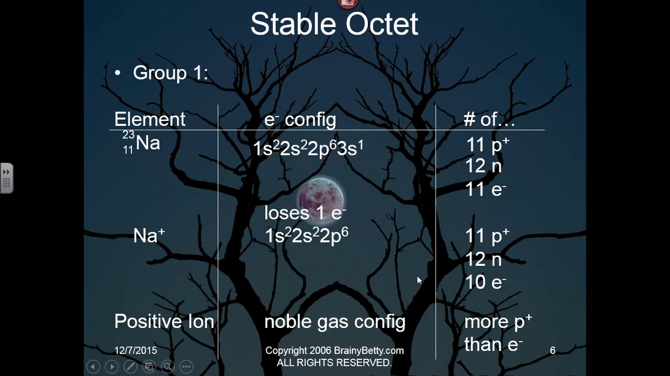That electron configuration then, 1s2, 2s2, 2p6, matches the electron configuration of neon. So sodium then has become a positive ion, and we'll talk about what that means, with a noble gas configuration, and it's positive because it has more protons than electrons now.